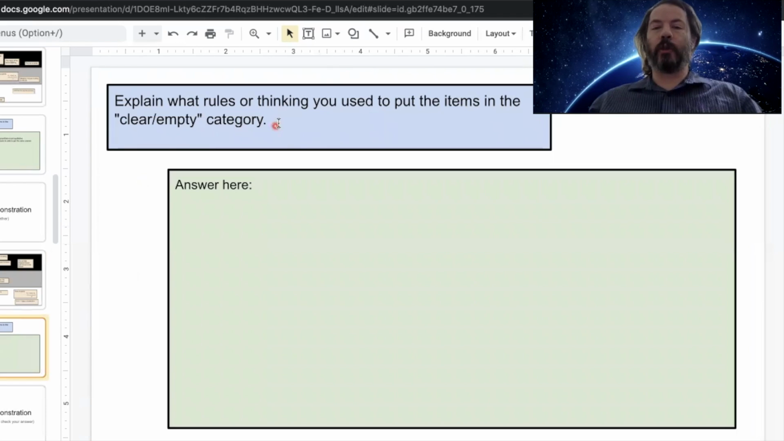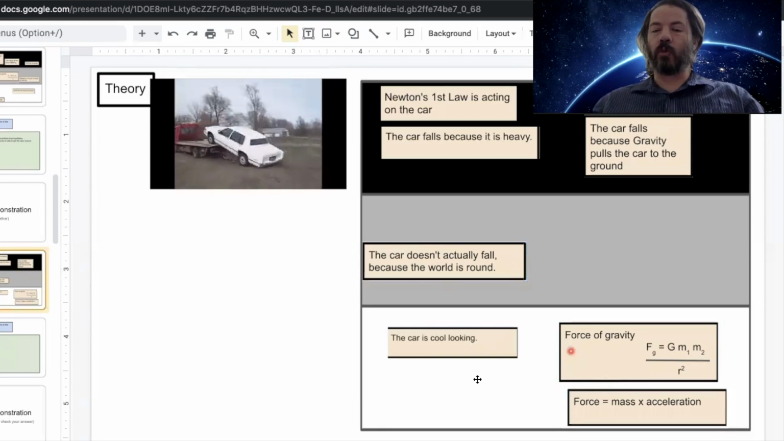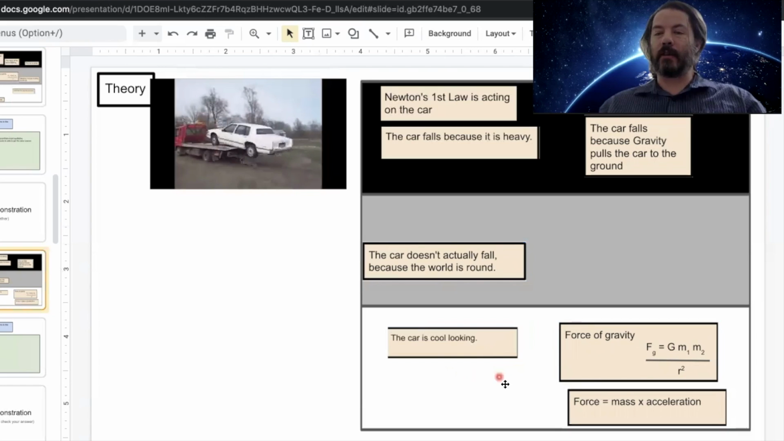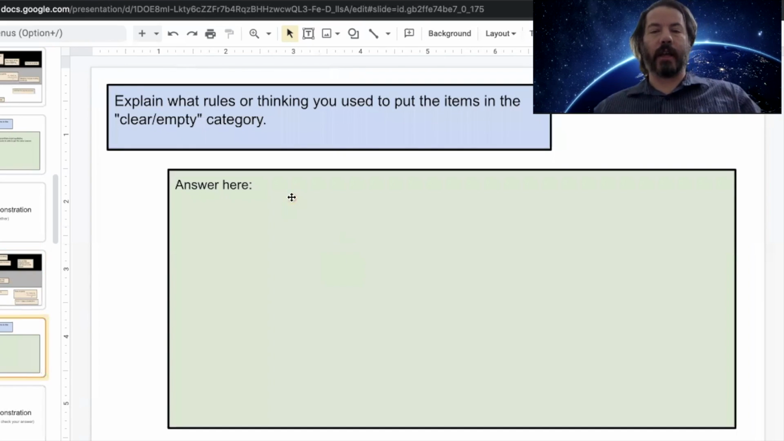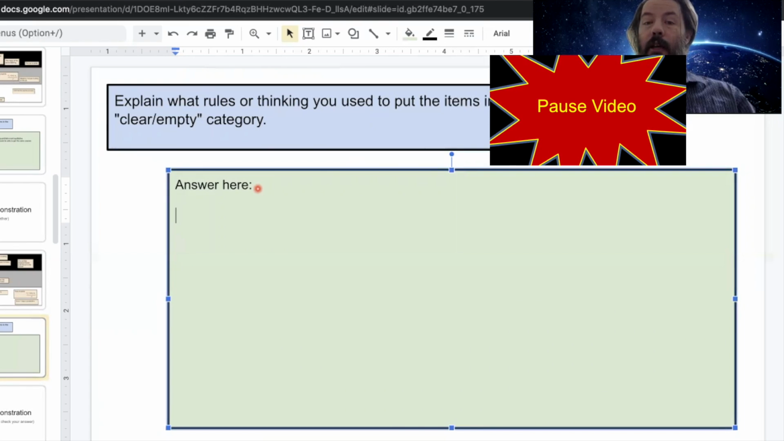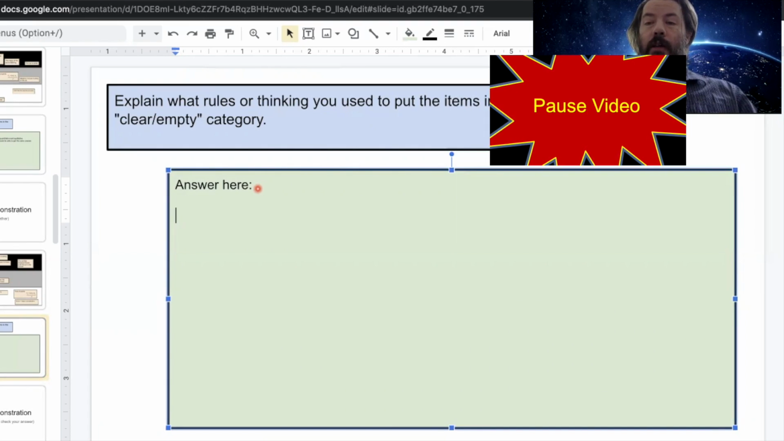Explain what rules or thinking you use to put the items in the clear or empty category. So we're going to look at these. What rule did I use in my thinking to put items down here at the bottom? So I'm going to explain that here. Actually, why don't you try explaining it on your own? So go ahead and pause the video and try explaining on your own why you think we should put those items in the clear category. Go ahead and pause it.